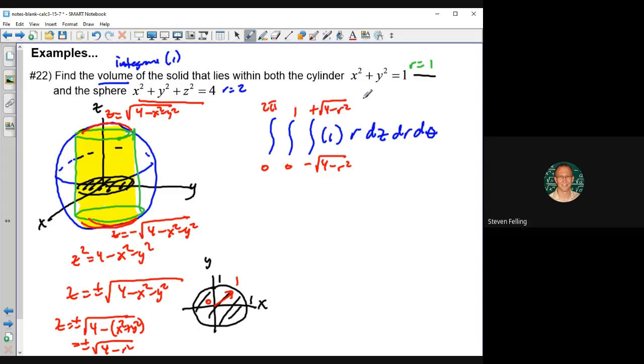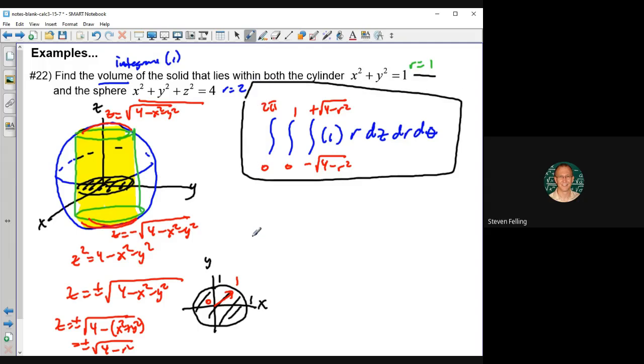Okay. Now this one didn't say setup only, so let's go ahead and evaluate this, see if we can do the evaluation. This is the setup. If we encountered this on a test and we said setup only, that would be the answer. You could change orders. I'm not sure there's an advantage one way or the other.